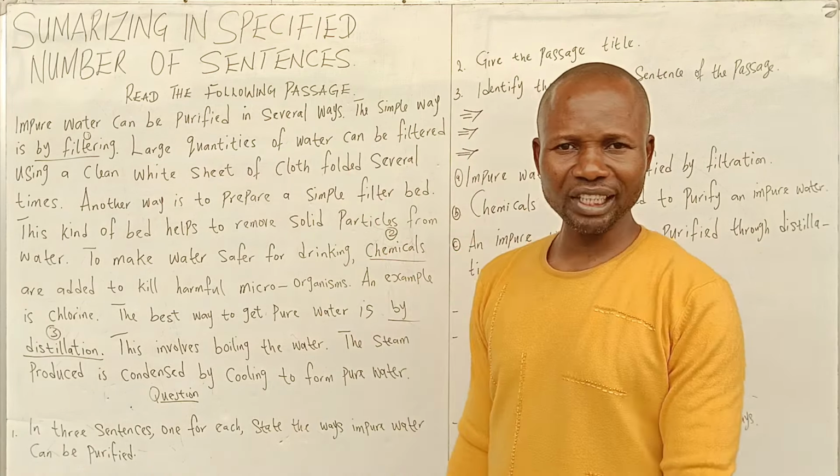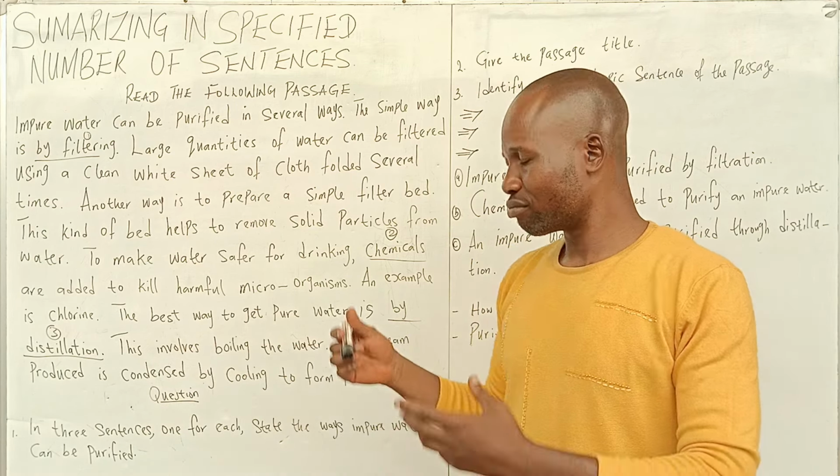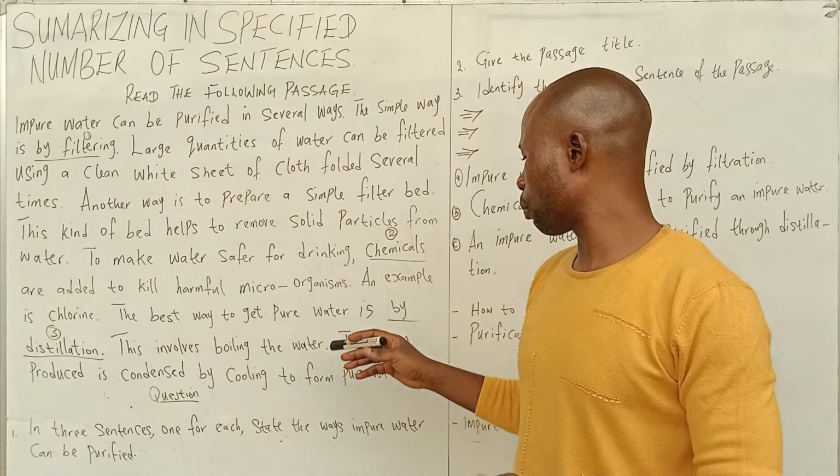Peradventure you get to a place where safe water is not available, you can filter your water and still stay healthy and alive, for us and for your people, using any of these methods. Now, how do you process or use this distillation? He said this involves boiling the water. The steam produced is condensed by cooling to form pure water.